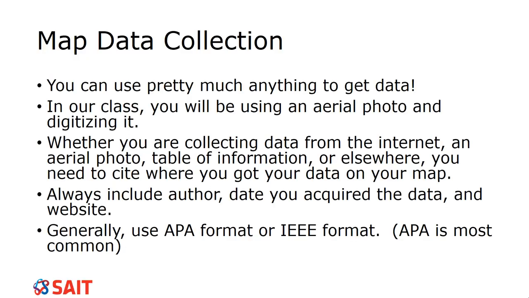So here is how you collect data for a map. You can use pretty much anything to get data. In our class, you're going to be using an aerial photo and you're going to digitize it, but you're also going to collect GPS data and put that in there as well. The aerial photo can also be from ArcGIS Online, so it comes from a satellite and then they do an aerial photo. Depending on how much you zoom in is what you're going to be digitizing.